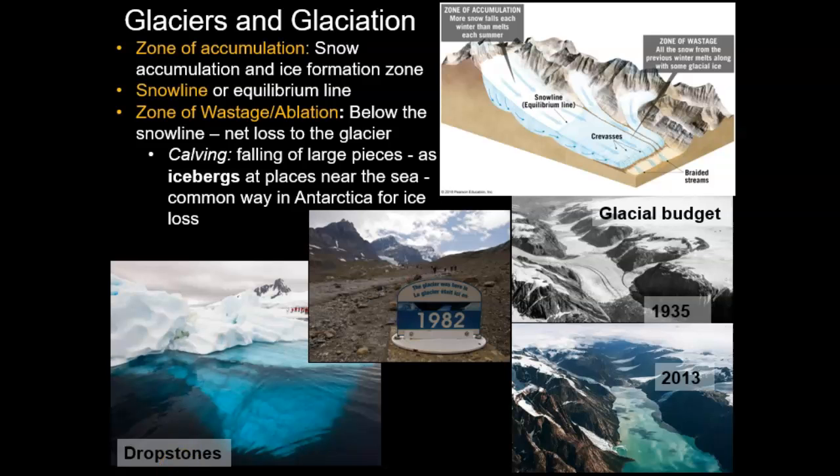Whether the margin of a glacier is advancing, retreating, or remaining stationary depends on the overall budget of the glacier. This glacial budget is the balance, or lack of balance, between the accumulation in the upper part of the glacier and the ablation in the lower part of the glacier. If the accumulation is greater than the ablation, then the glacier advances and grows. If the ablation exceeds accumulation, then the glacier retreats and starts to shrink.